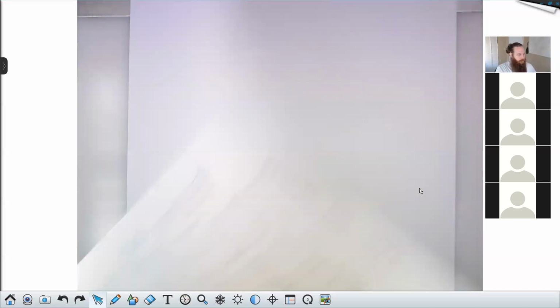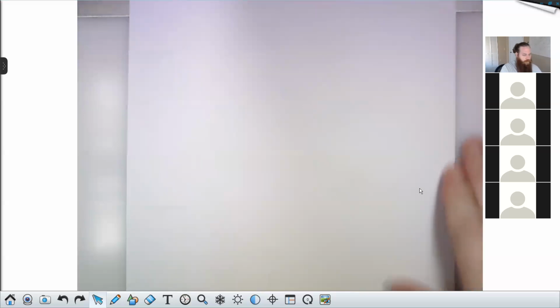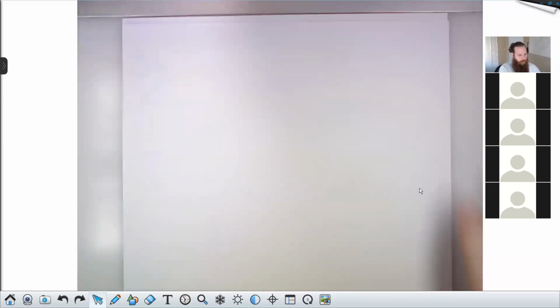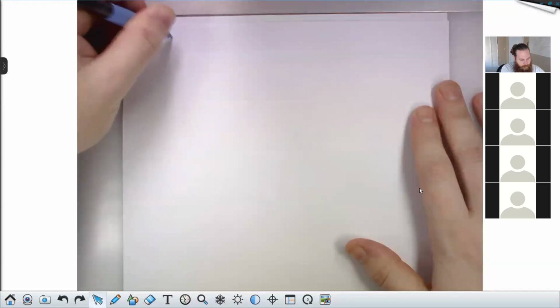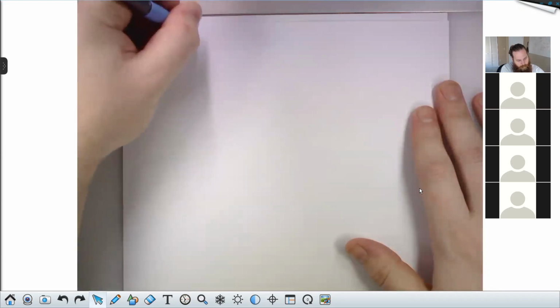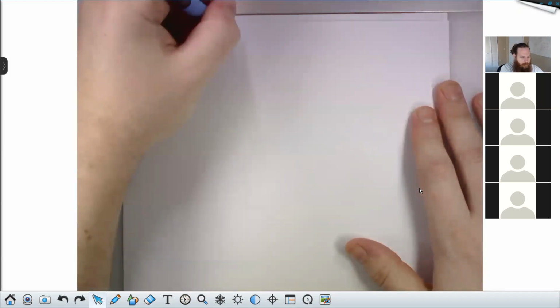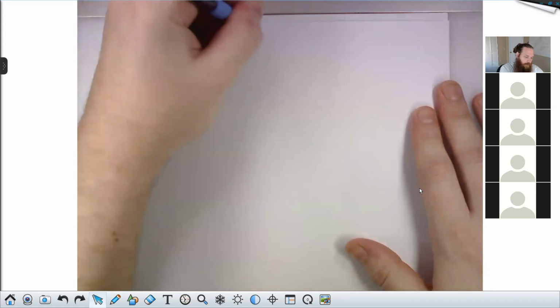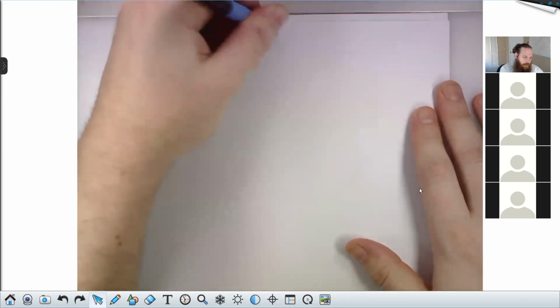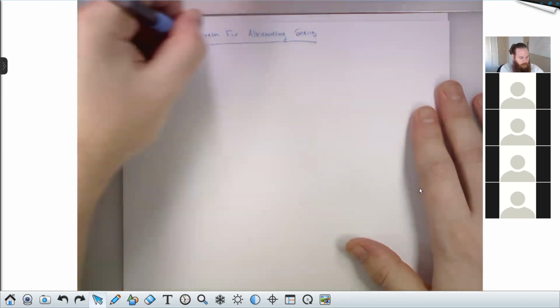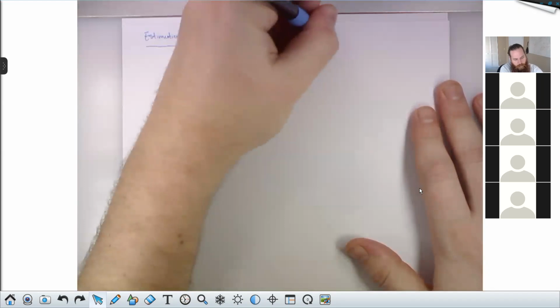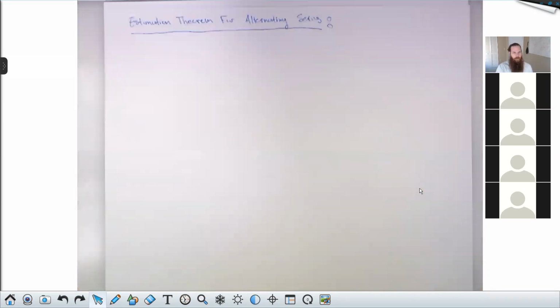All right, it doesn't seem that there are any more questions about that example, so I'm going to show you the estimation theorem, and then I'm going to prove both theorems for you. Is there a definition for this one? No, just the theorem. So alternating series still are what they are. I'm not going to redefine alternating series, because we've defined them already.